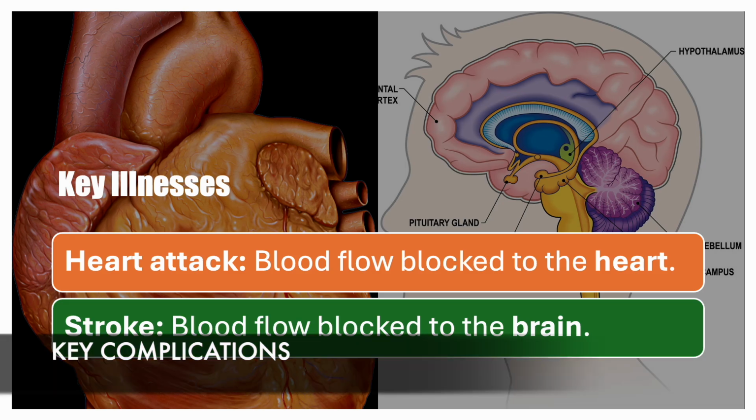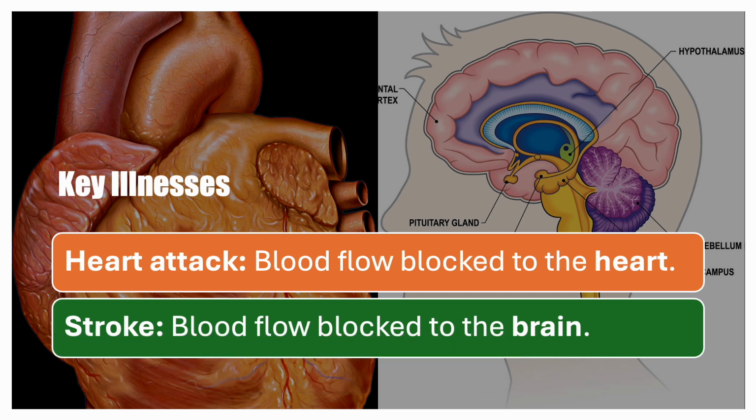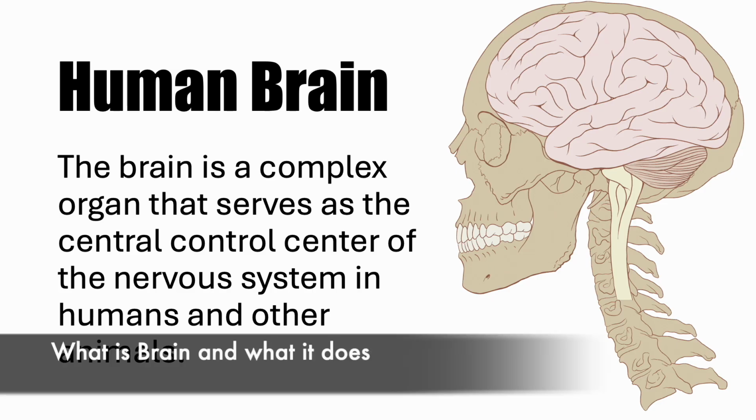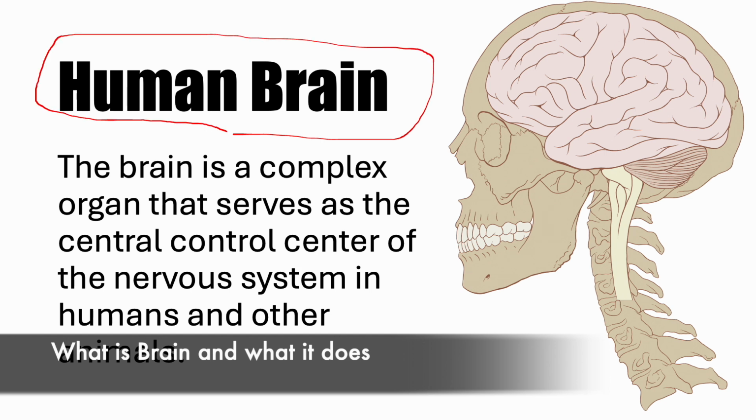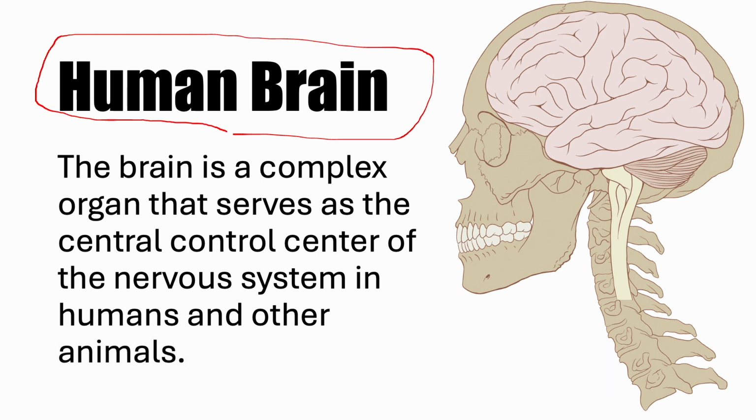There are multiple illnesses which can occur if the cardiovascular system has a problem, and two prominent ones are heart attacks and strokes. A heart attack is when the blood flow is blocked to the heart, and a stroke is when the blood flow is blocked to the brain. We all have an idea of what the brain does. The brain is a complex organ that serves as the central control center of the nervous system.